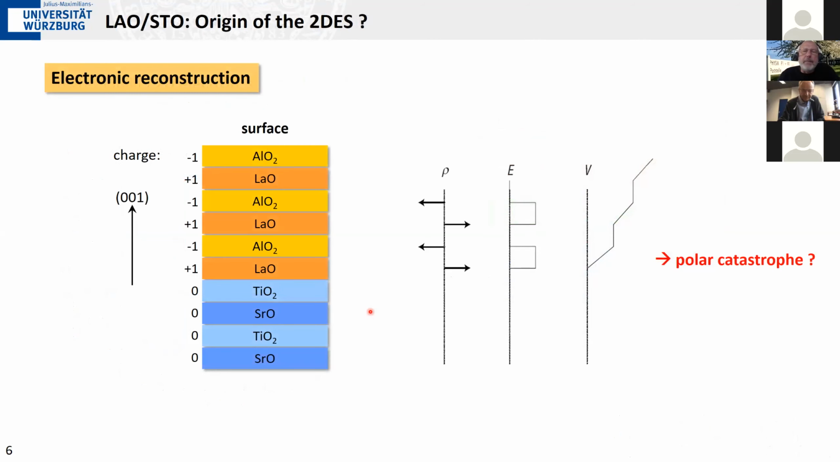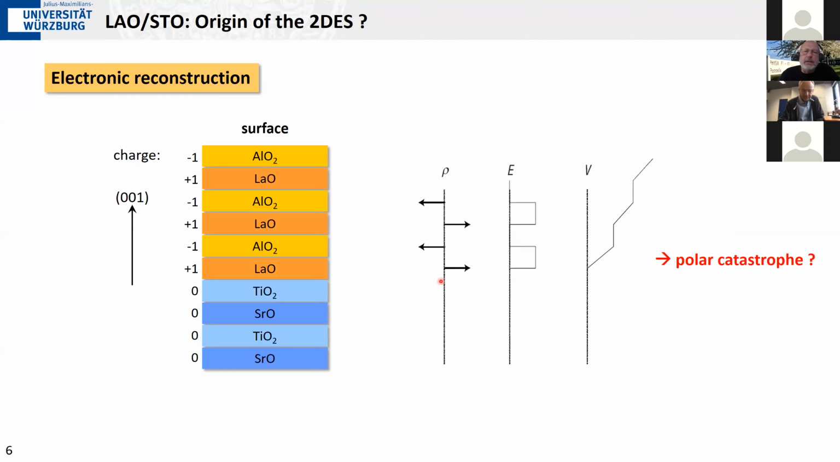The main picture that people always draw when you try to understand why a two-dimensional electron system, a high mobility electron gas, develops at the interface of two insulators, is this picture here that takes into account the polar discontinuity at the interface. Strontium titanate is a nonpolar material, while LaAlO3 is a polar one because you have trivalent lanthanum and trivalent aluminum in it.